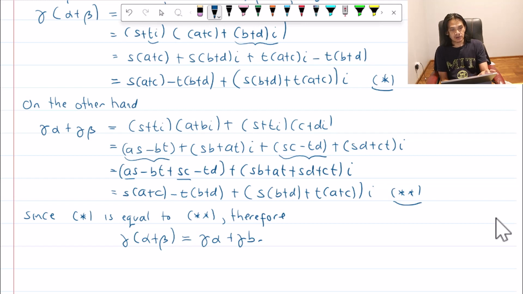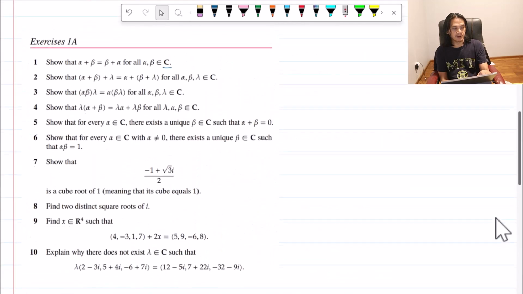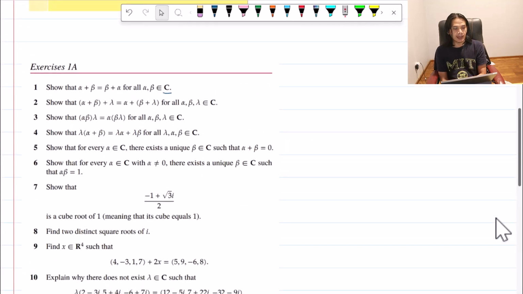Okay, so that's all for problem number 4, and you can do the same for problem number 2 and number 3. So it's basically just writing down the result of addition or multiplication, but do not skip the exercise. Please give it a try. It will help you to build your confidence in doing problems.